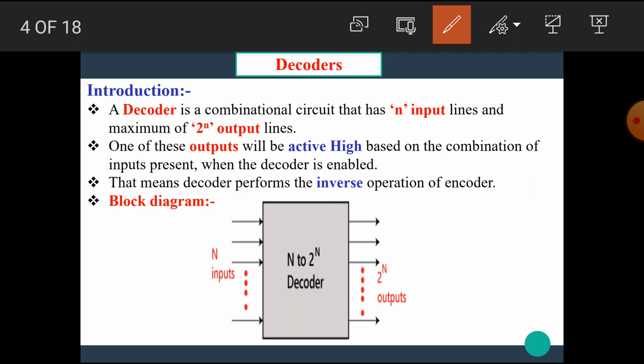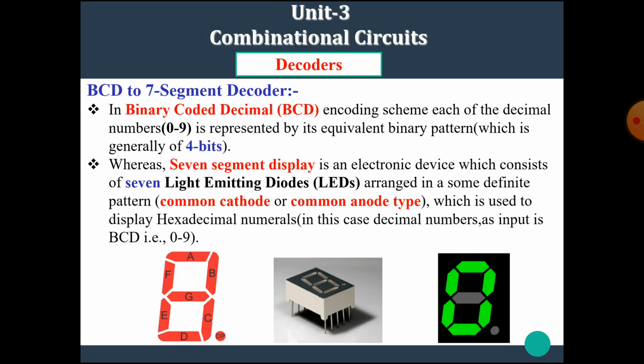Then one of these outputs will be active high based on the combination of the input present when the decoder is enabled. That means the decoder performs the inverse operation of the encoder. This is the block diagram of the decoder. Now let's see the types of the decoder.